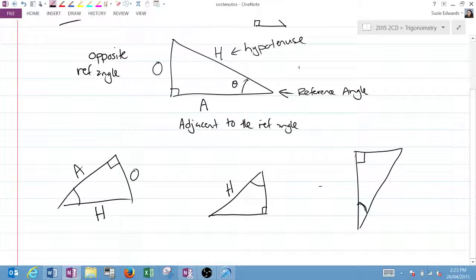If you try and find the adjacent first, then you can sometimes get mixed up between this one and this one, because they're both next to the reference angle. But if you've already picked the hypotenuse, the rest is pretty easy. So what's this one? Adjacent, and the bottom one? Okay, and this one? This one? Luke, this one? Okay, are we all good?